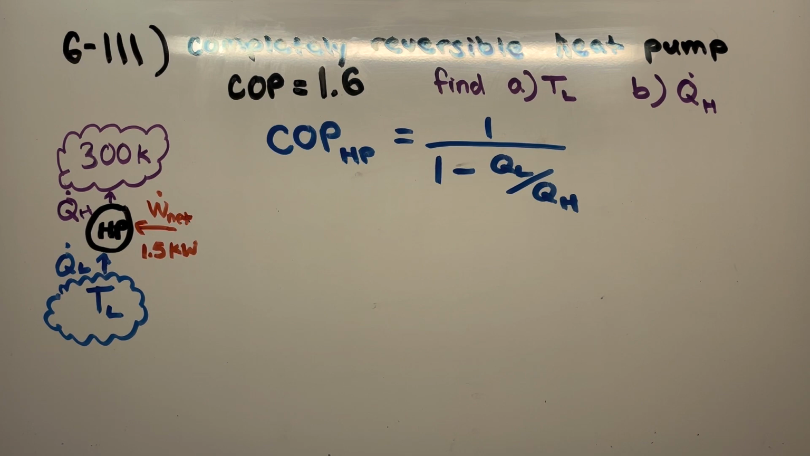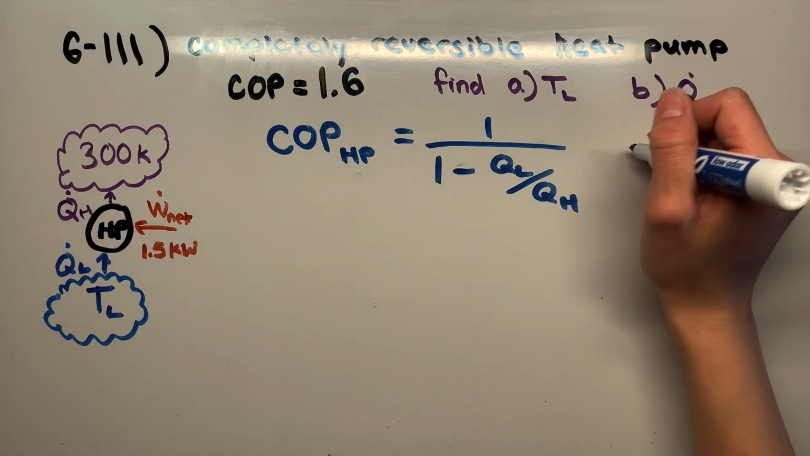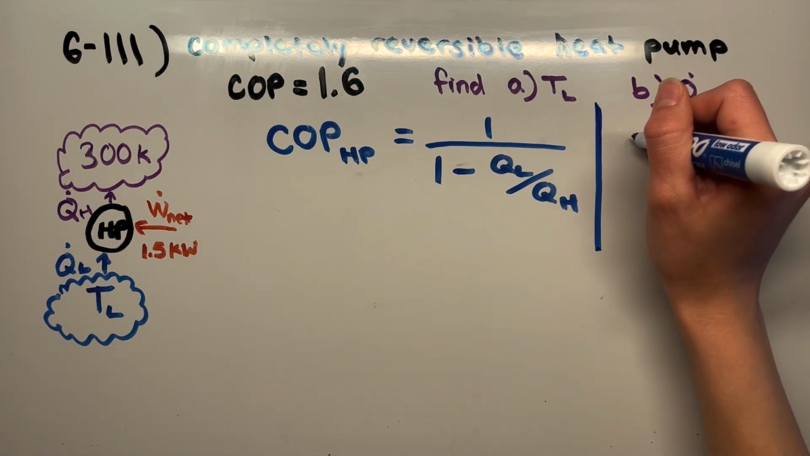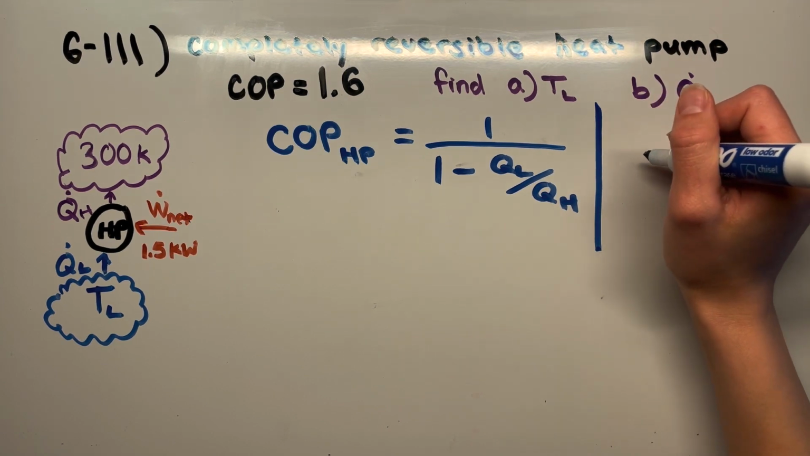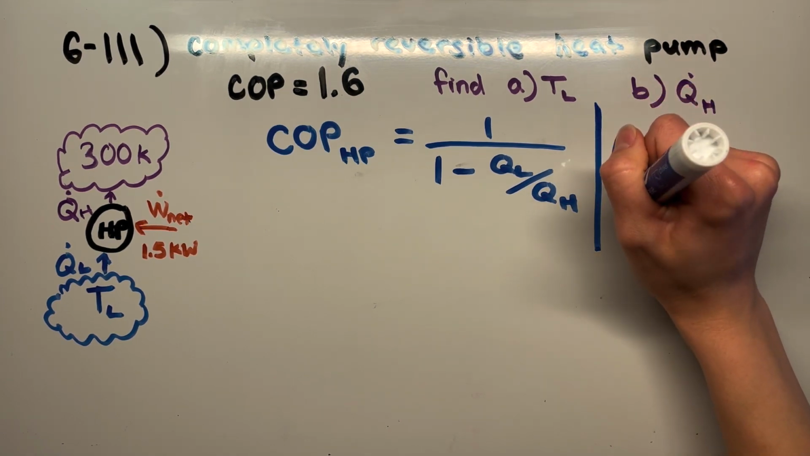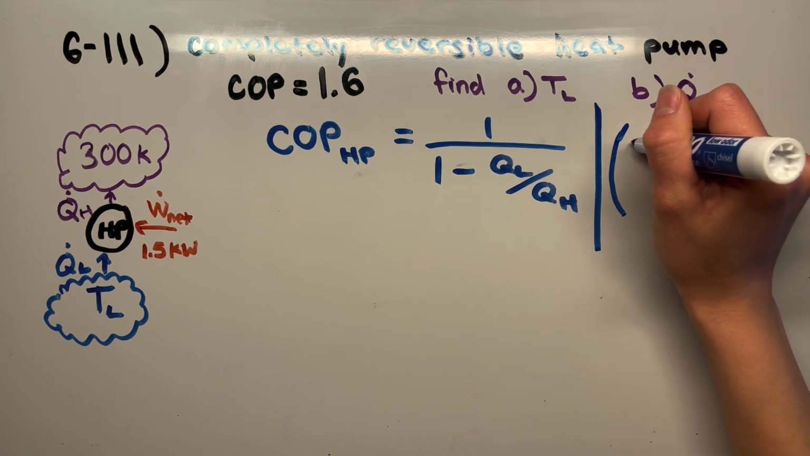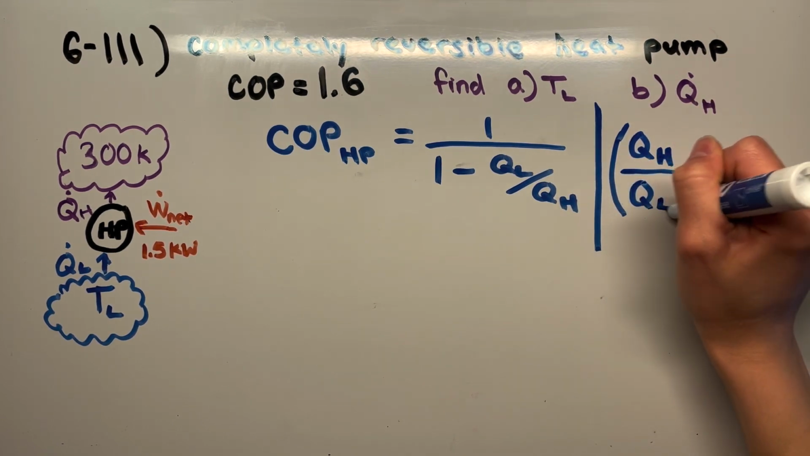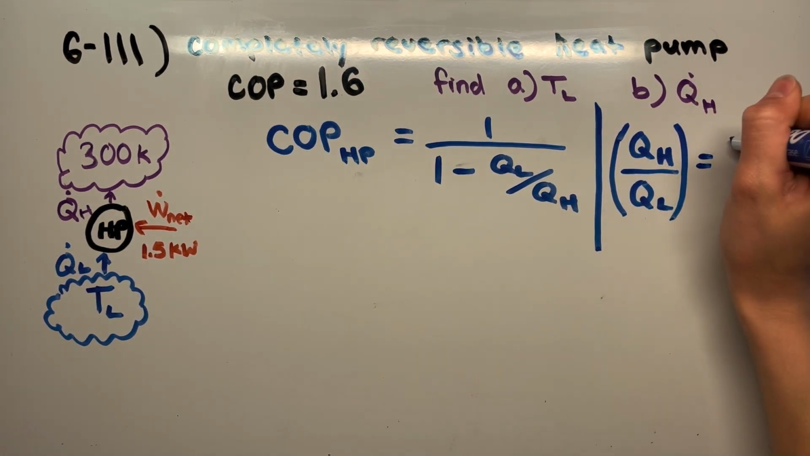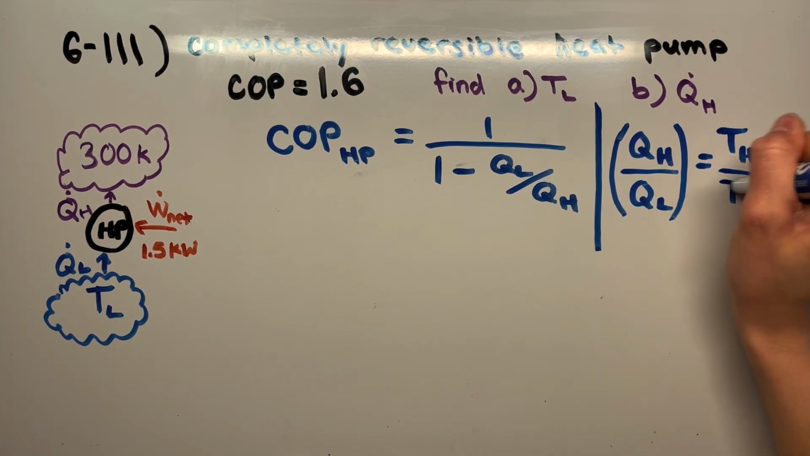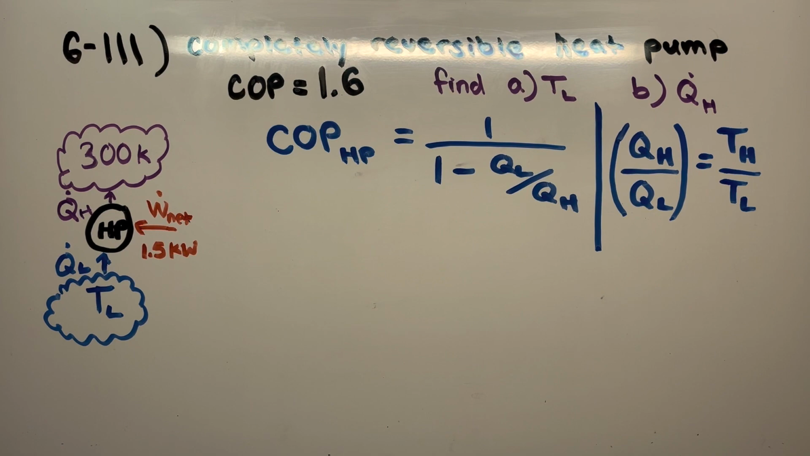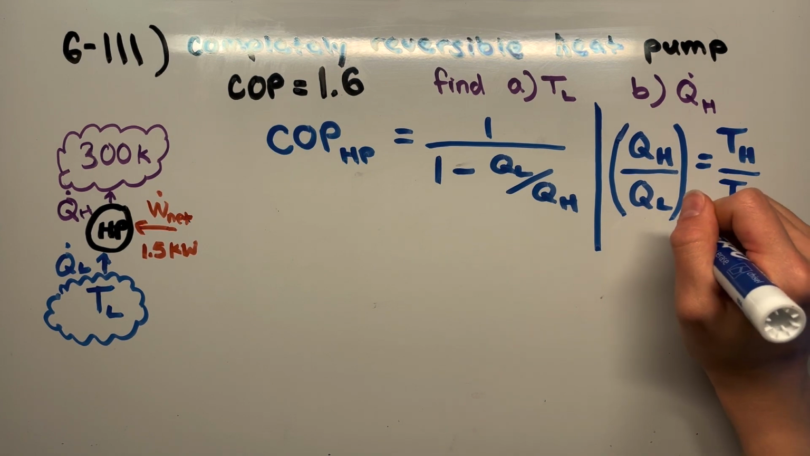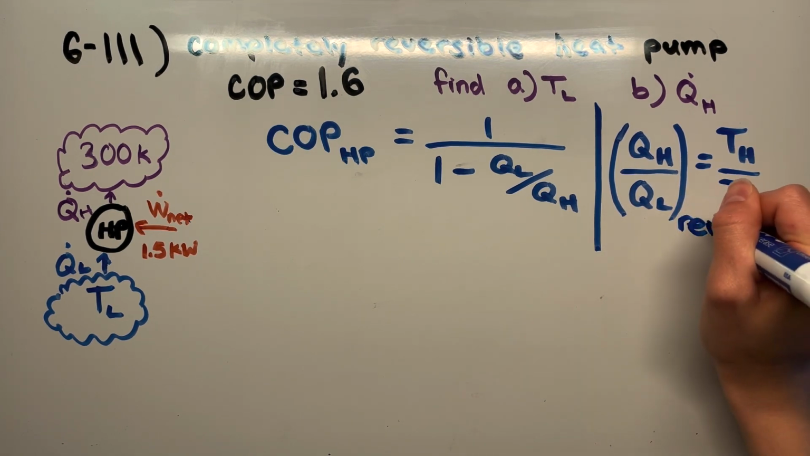Another important consideration is that because this is a completely reversible heat pump, there is a thermodynamic temperature scale, I believe it's called, and we can basically solve this equation as if QH divided by QL is equal to TH over TL. If the system is completely reversible, those ratios will be equal, and I'm going to specify that this is only if the system is reversible.